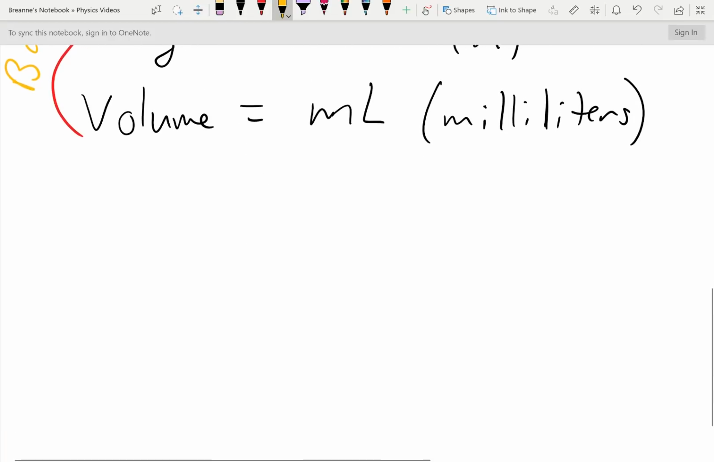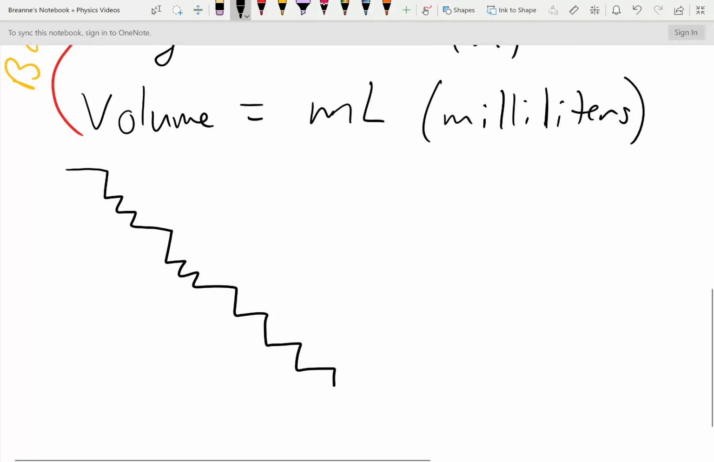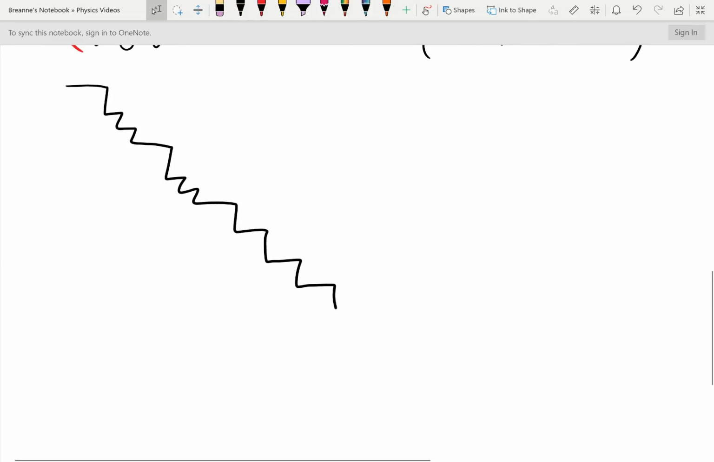So if you remember our lovely little staircase here, 1, 2, 3, 4.